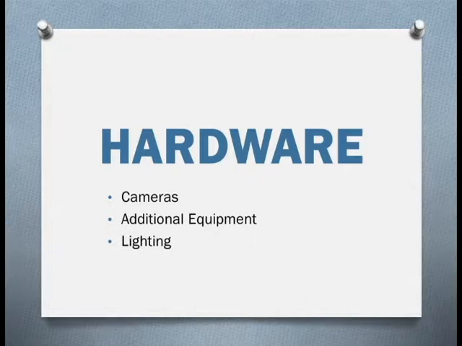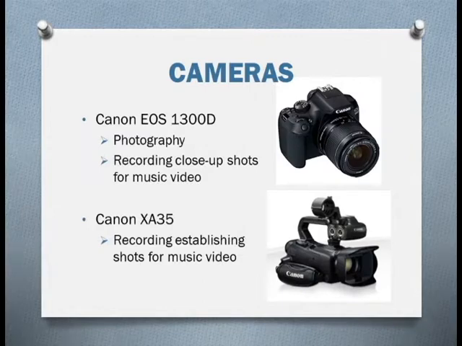Regarding hardware, in order to film my music video, I required a mix of equipment. For my photography for my minor tasks, I used a Canon EOS 1300D, which I had previous experience using for photography. It was also used to film my close-up shots for my music video.